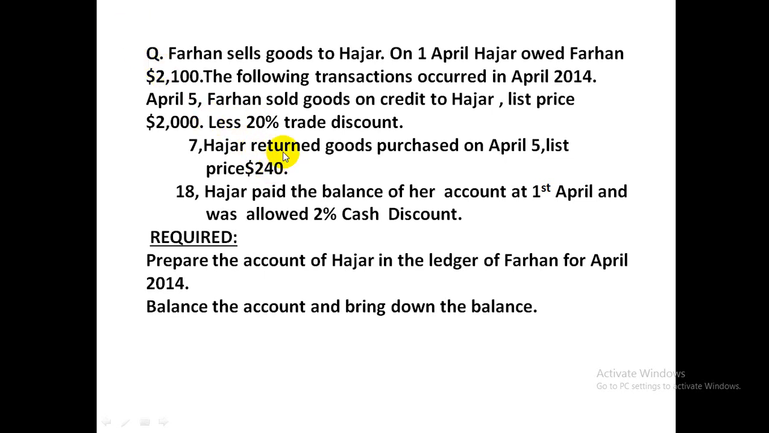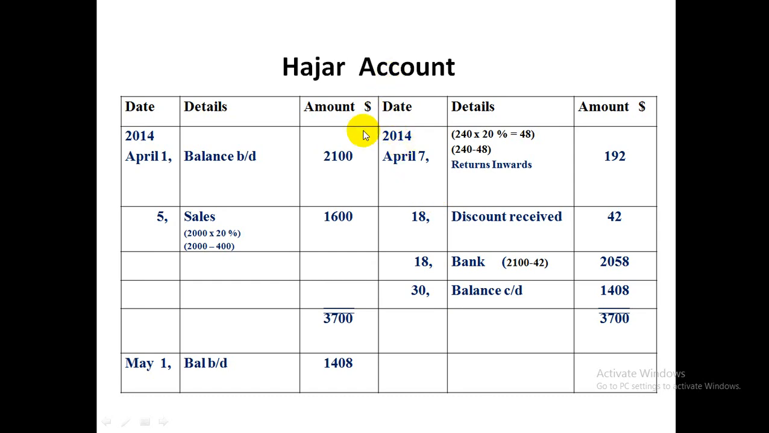Hajar returned goods purchased on April 5, list price $240. These goods are returned. We'll remember that this is again the list price, and a 20% discount was involved. We'll subtract the discount amount, then enter this amount in the account of Hajar. Hajar paid the balance of her account at 1st April, which means this balance is paid by Hajar. 2% cash discount is given, which means 2% will be applied on the balance of 1st April. The account of Hajar is required. Balancing is required.